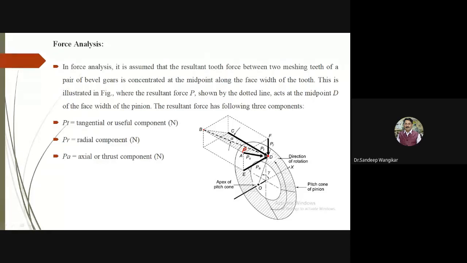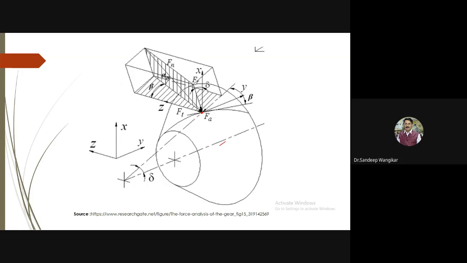Very first it is divided into the line CD, which is PT, and the line AD, which is PS. PT is known to you, tangential; PS is the separating component. And as this is not at a right angle, we have to resolve it again. So this separating component is divided into PR and PA, the radial component and the axial component. So some different terminology is there. Therefore, for better understanding, we have first discussed this concept, how the force analysis is done.